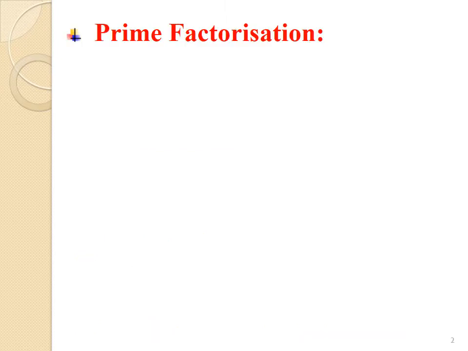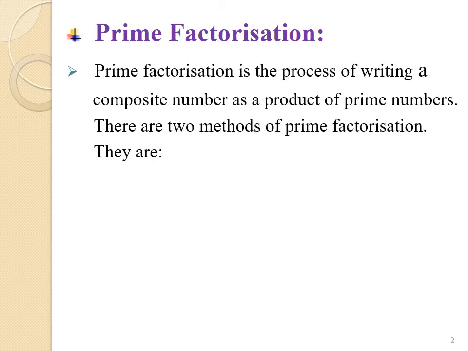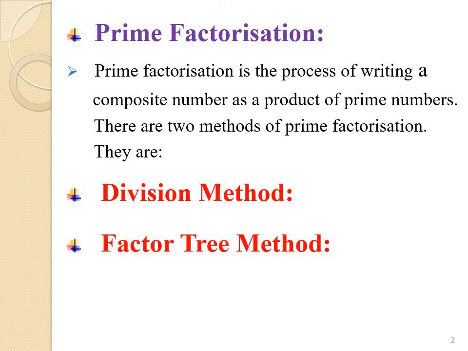Prime factorization. Prime factorization is the process of writing a composite number as a product of prime numbers. There are two methods of prime factorization. They are division method and factor tree method.